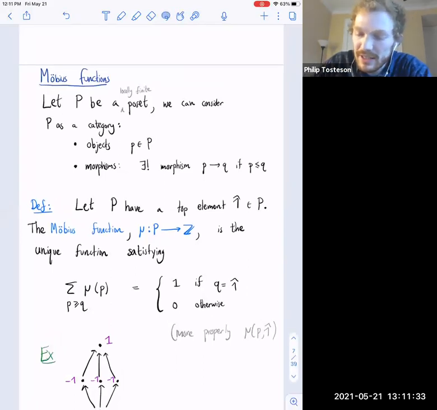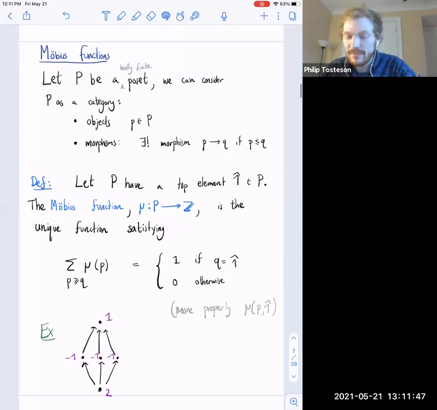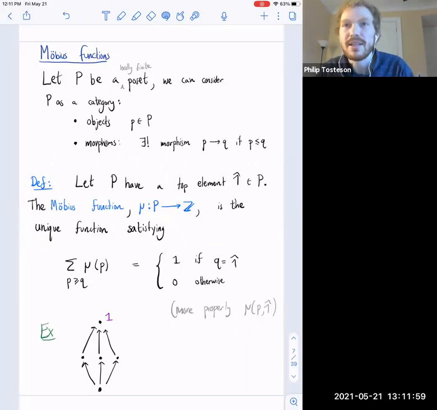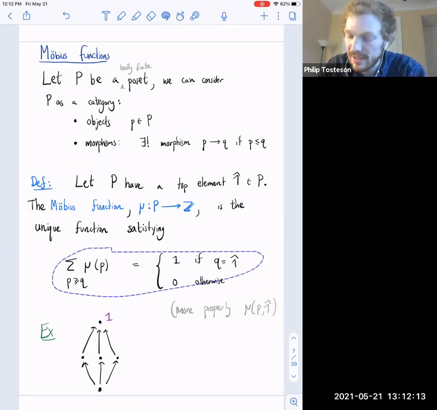So given a locally finite poset, we can consider P to be a category. The objects are just the elements of P, and you have a morphism from P to Q if and only if P is less than or equal to Q. And what I've written down here is the most basic combinatorial invariant of a poset, which is its Mobius function. The Mobius function is a function from the poset to the integers, and it's the unique function of values on elements of the poset which satisfies this identity.